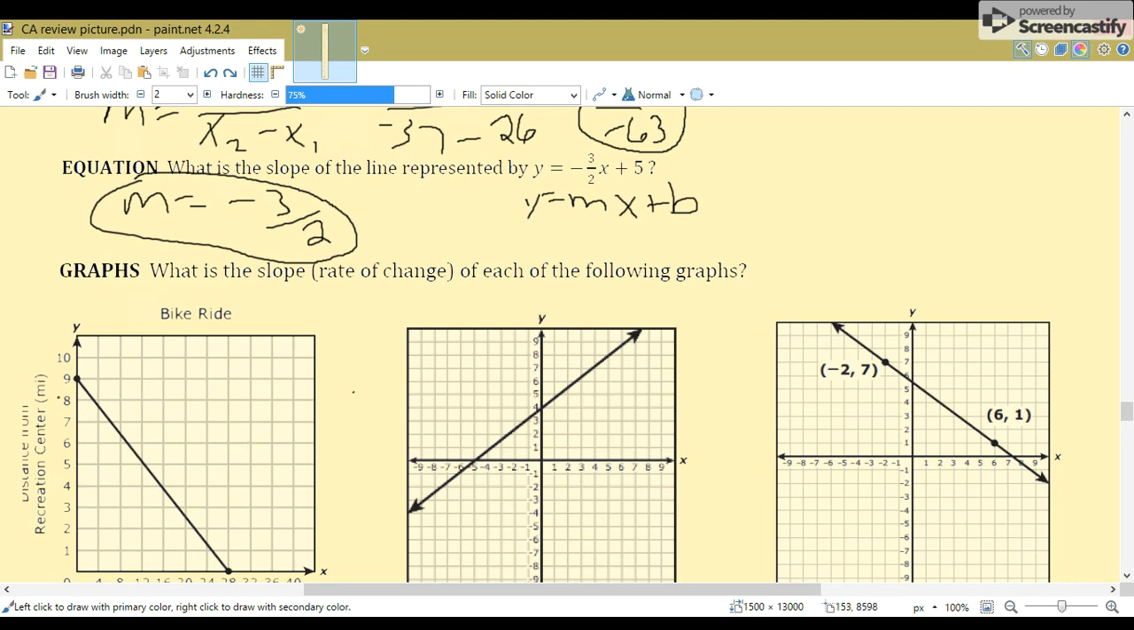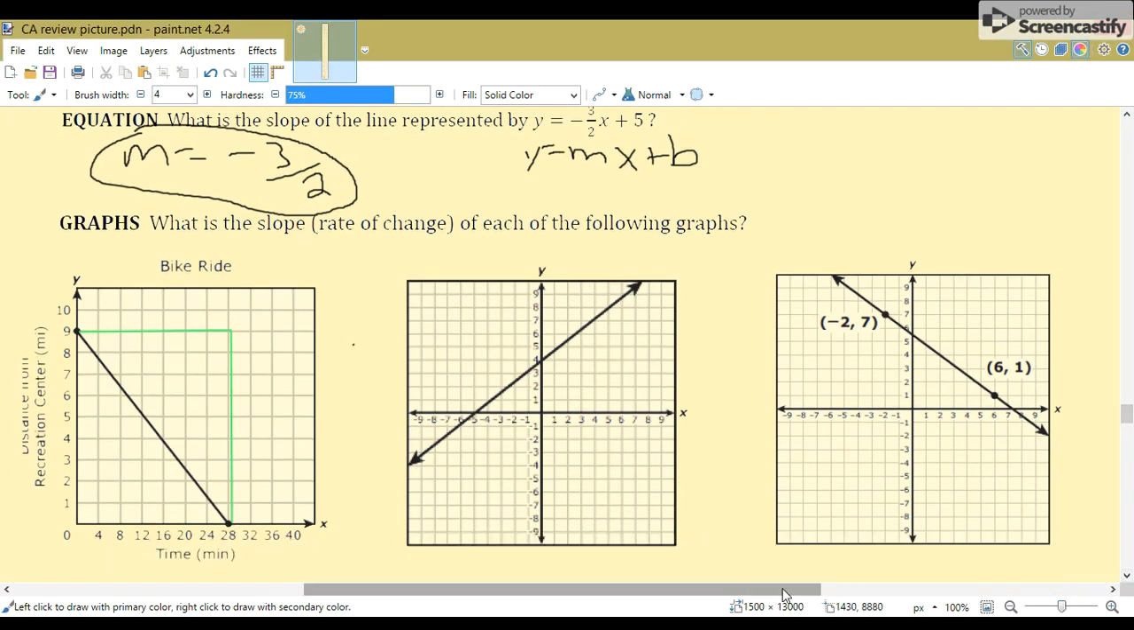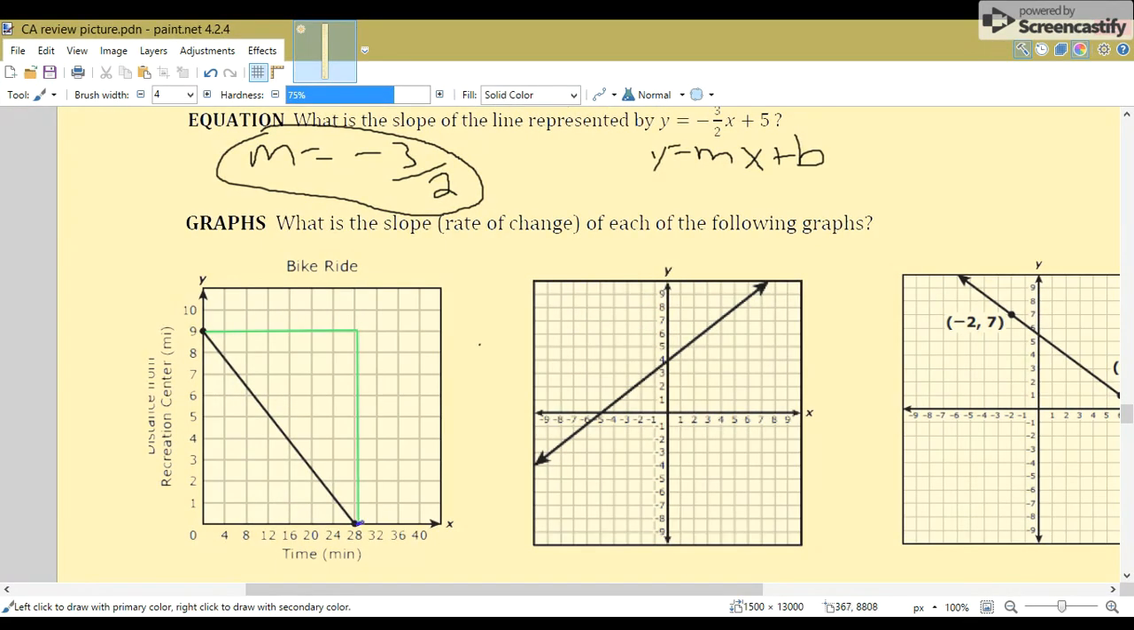Let's go ahead and draw our triangle. After we draw our triangle, we want to count how many it goes up, or rise. Before you do that though, you want to see how much each square is skip counting. From this square right here it is from 0 to 1, so these squares are skip counting by ones. If you count all the squares, you get 9.